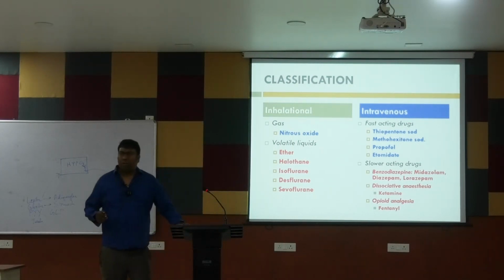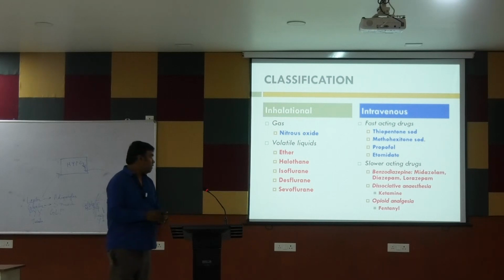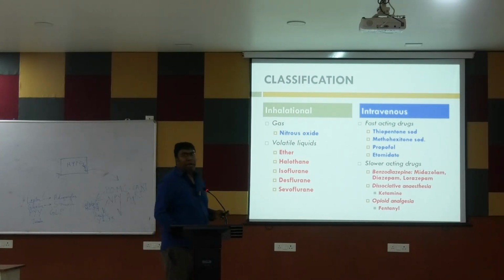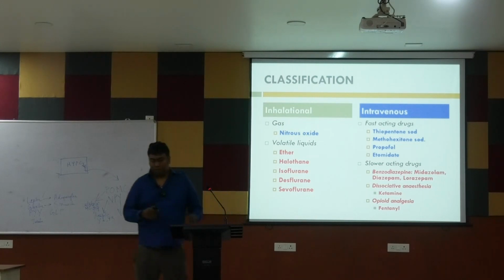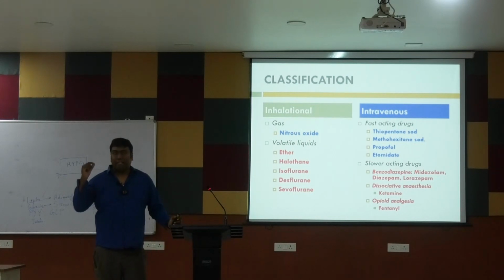Whereas slower acting are ketamine, fentanyl and benzodiazepines. Benzodiazepines already covered or not? They can be used primarily. Benzodiazepine used in which clinical situation? Insomnia. Very good. What are the different benzodiazepines other than benzodiazepine?